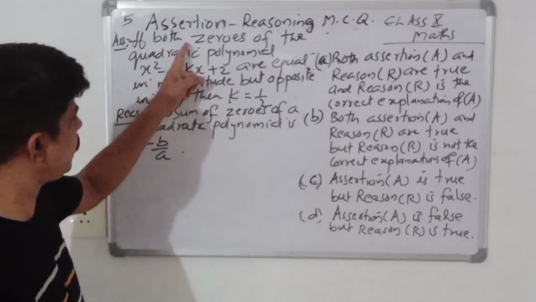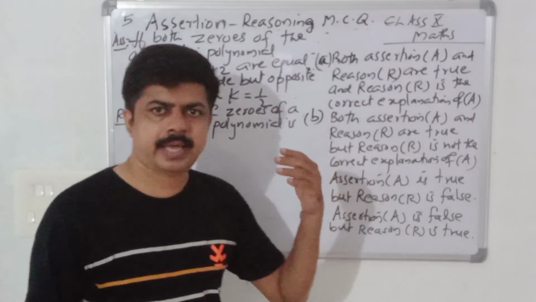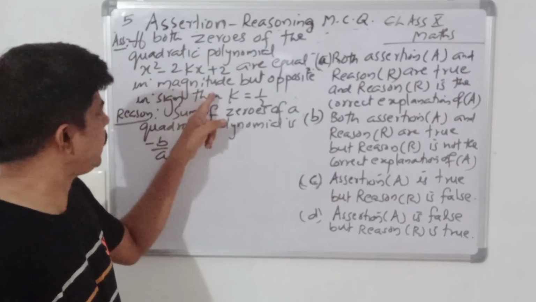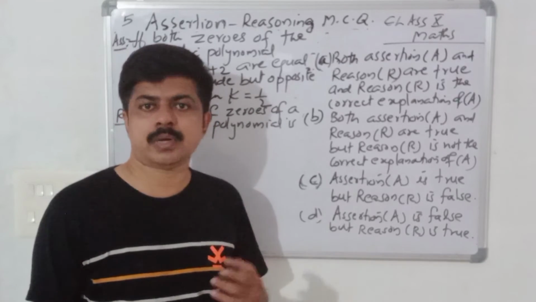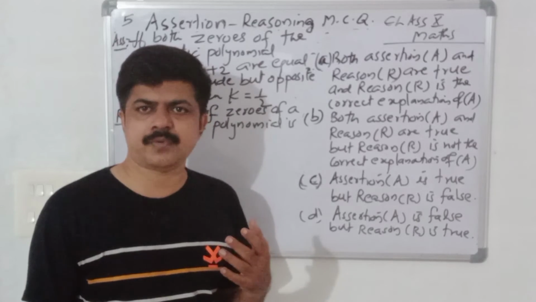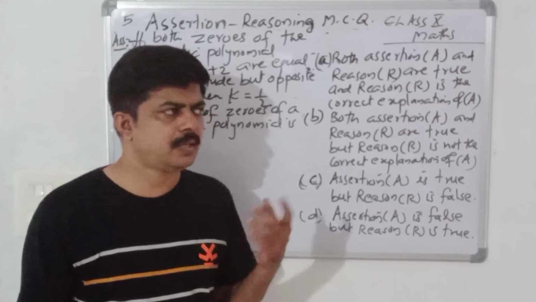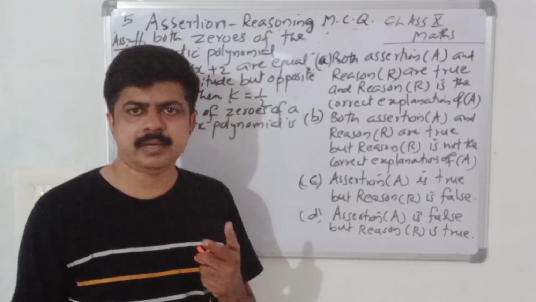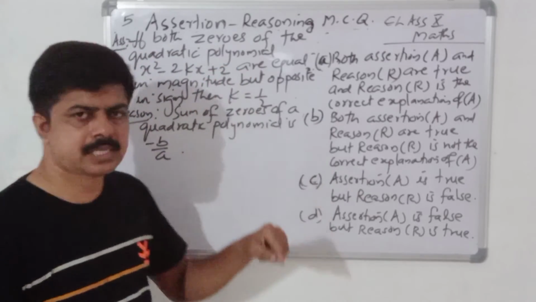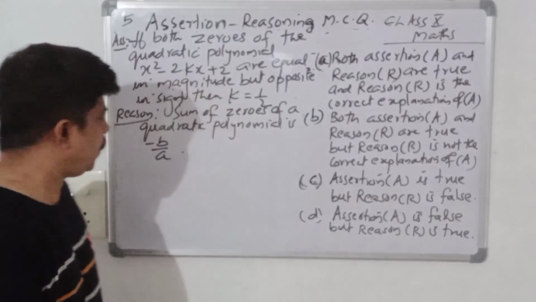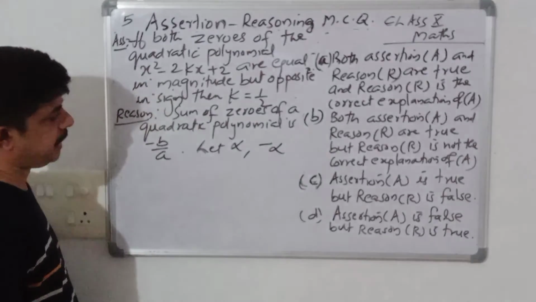Let's see. According to the question, the zeros are equal in magnitude and opposite in sign. Last time we have done reciprocals, where zeros are reciprocal to each other. That time we will be taking the zero alpha and 1 by alpha. Therefore product of alpha and 1 by alpha will be 1. But here according to the question, zeros are equal in magnitude but opposite in sign. Therefore sum of the zeros will be 0. Let zeros be alpha and negative alpha.